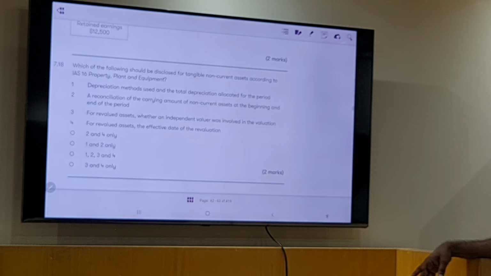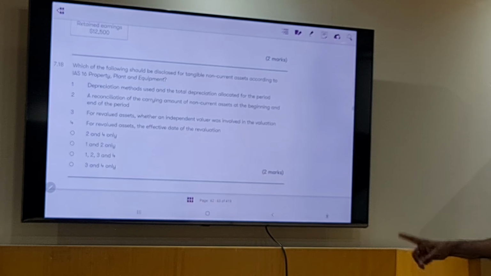Reconciliation of the carrying amount of non-current assets at the beginning and at the end of the period. If you see the PPE note, we are showing the depreciation opening balance, depreciation for the year, then the total depreciation, and then the net book value. That exercise is what we call reconciliation. So we have to show that. So number 2 is still required. That means we still cannot decide.